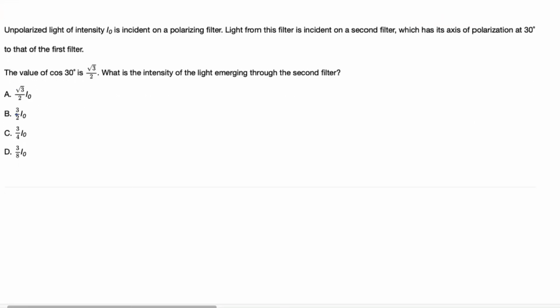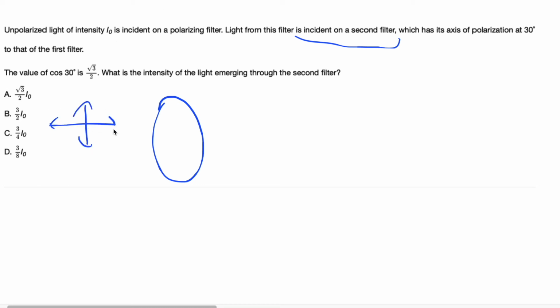Polarized light of intensity I sub 0 is incident on a polarizing filter. Light from this filter is incident on a second filter, which has an axis of polarization of 30 degrees to that of the first filter. The value of cosine x is square root of 3/2. What is the intensity of the light emerging through the second filter? So this is going to be the first filter. So polarized light is something that looks like this in all directions.